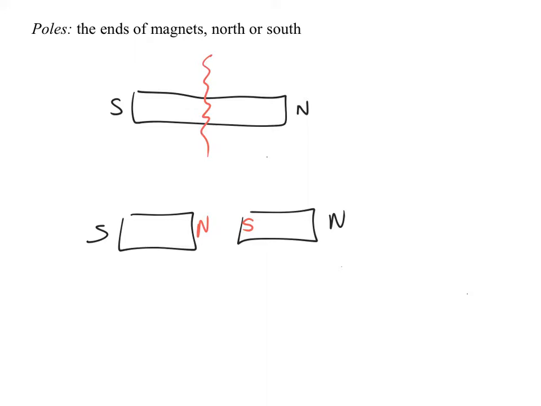Because when I broke it, I just created another north and south. I can break it over here, create another north and south. So every time you break a magnet in half, what you're doing is creating more magnets. You're never stopping its magnetism by doing so.